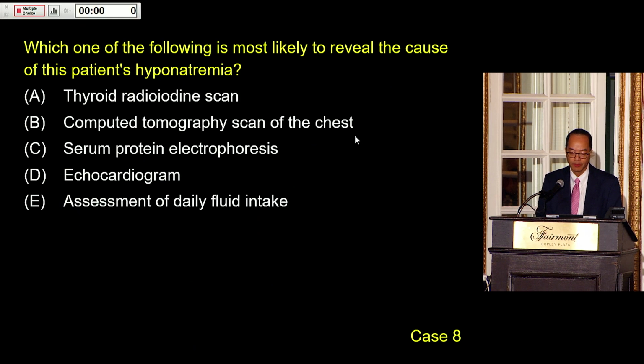Which of the following is most likely to reveal the cause of the patient's hyponatremia? Is it a thyroid radioiodine scan, CAT scan of the chest, serum protein electrophoresis, echo, or assessment of daily fluid intake?